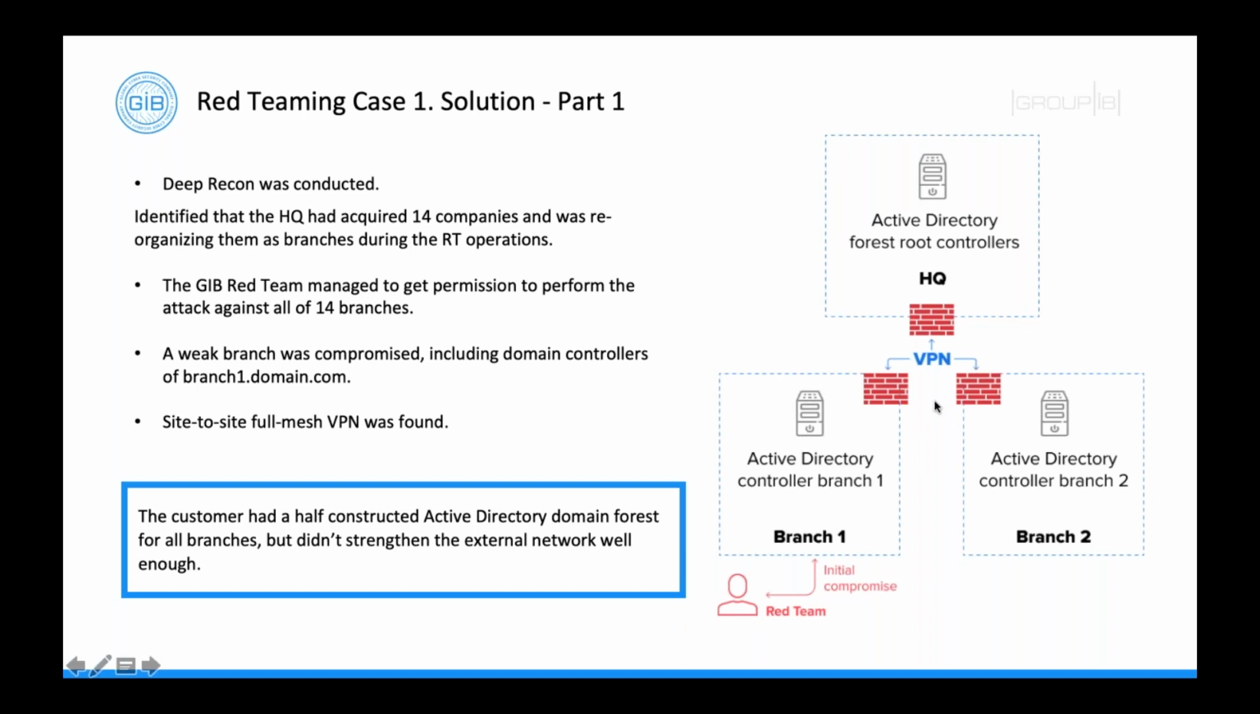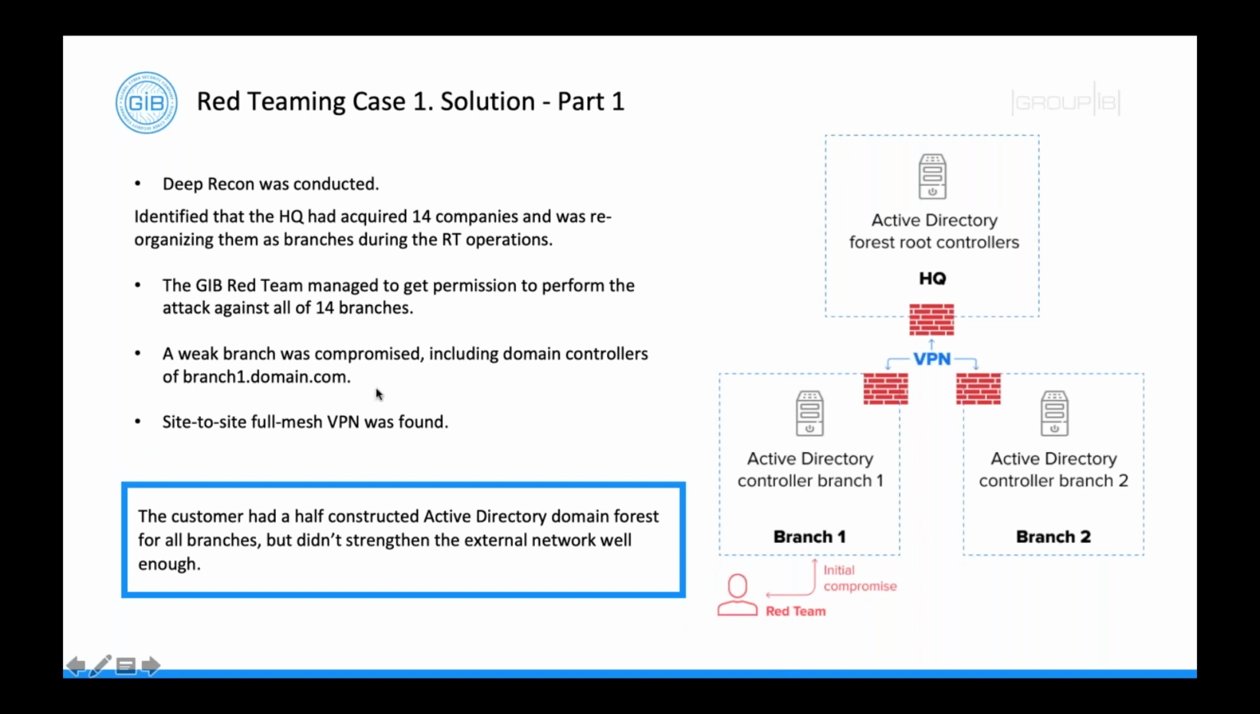Of course, this was a little bit lucky for our red team, but it's a realistic, real-life test of the security stack and also the security teams within the client organization. The Group IB red team managed to get permission from the client to conduct attacks against some of these different branches, as they were part of their organization. Group IB's red team managed to gain access to the Active Directory of one of the branches, which was the initial compromise of a weaker branch.